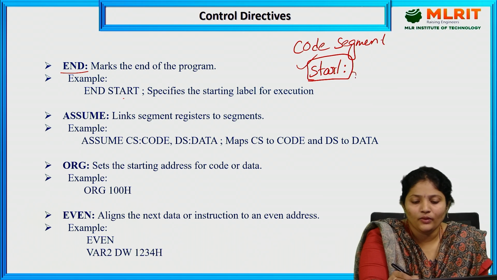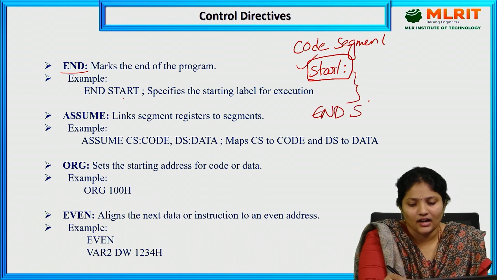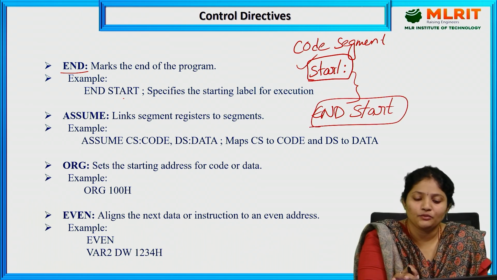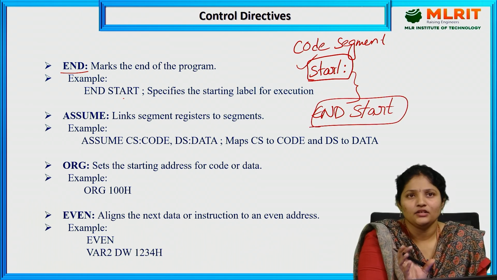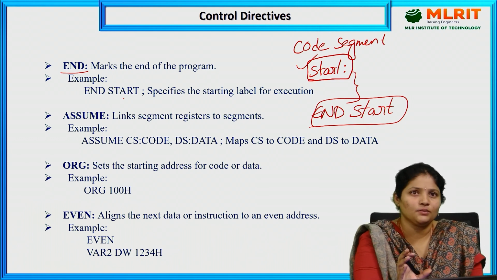So until when this start will stop, if we mention end start at the last of the code segment, then up to this, these are the main code lines to execute for the 8086 microprocessor.